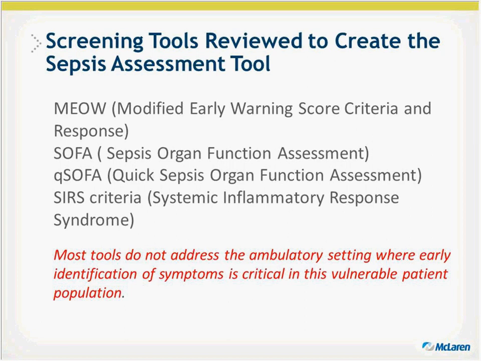Here are the names of the screening tools that we reviewed before developing our own sepsis assessment screen. What we found was that the vital sign parameters didn't really fit our patient population, since they already have organ failure, and as we know, can be outside of the normal range, if you will. We also couldn't find any tool that addressed the ambulatory setting, where in this vulnerable patient population, early identification is so critical.